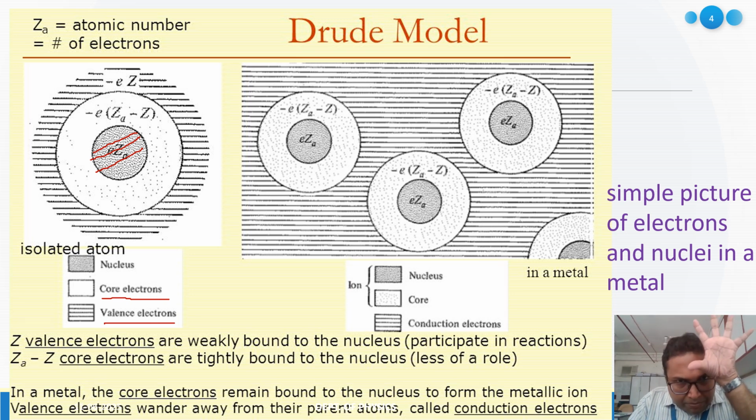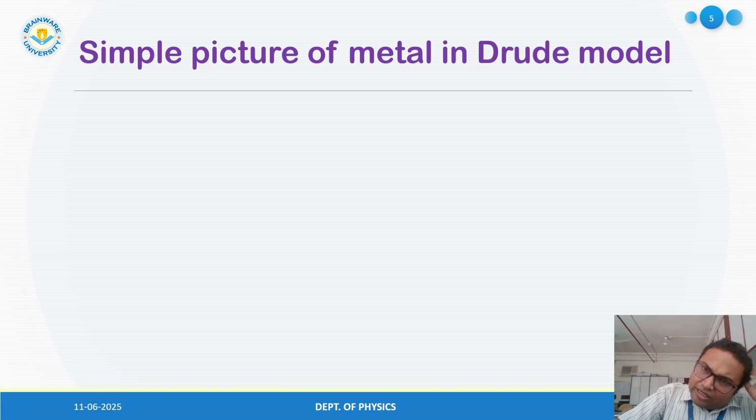So now, based on this basic idea of the atom, Drude in 1900 posed his theory, which we now call Drude's theory, or in other words, classical electron theory. Now, Drude made a few assumptions. These are assumptions that we should remember. So, let's go into that.